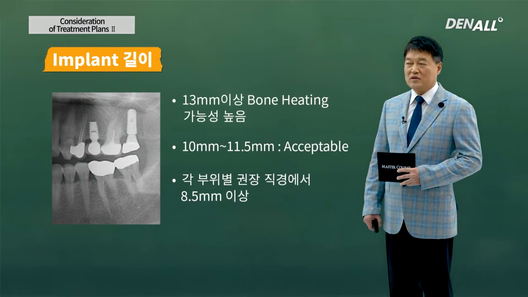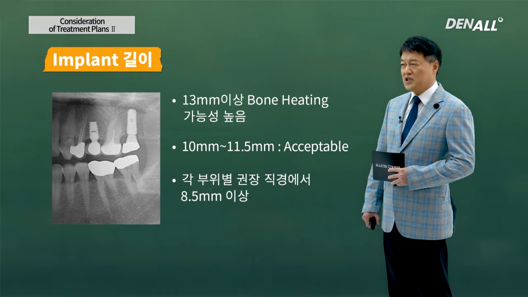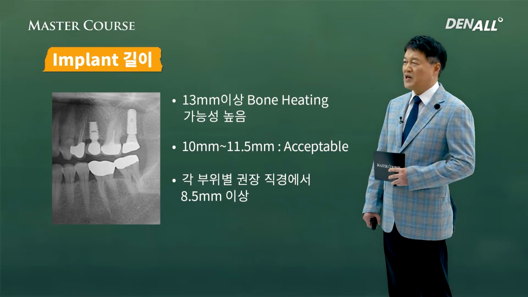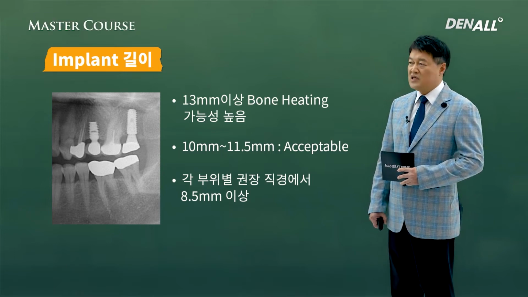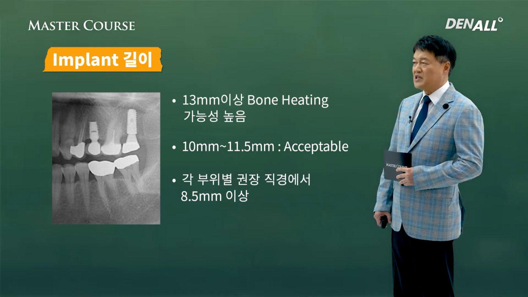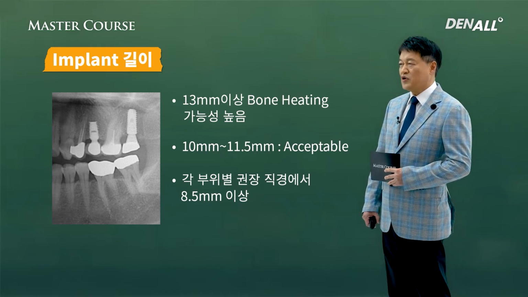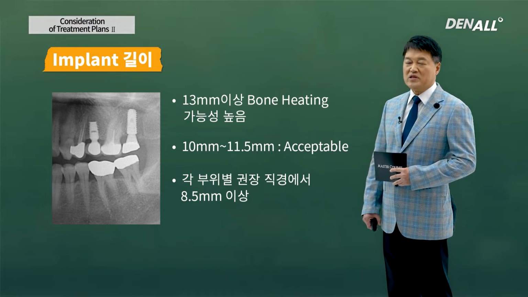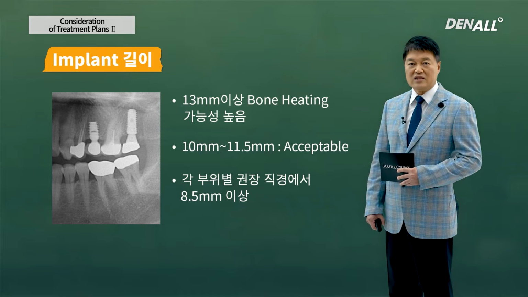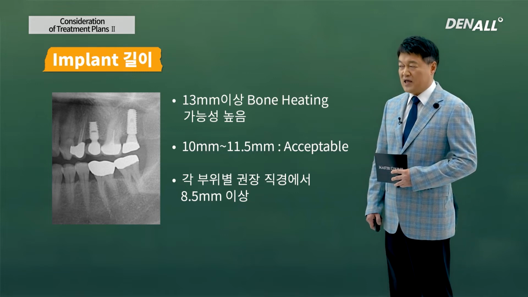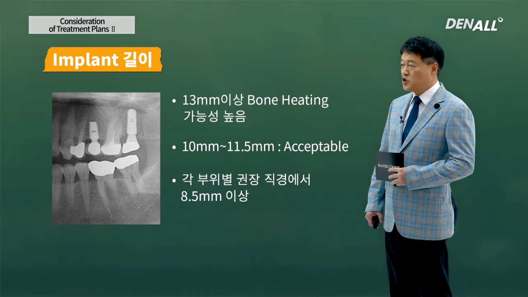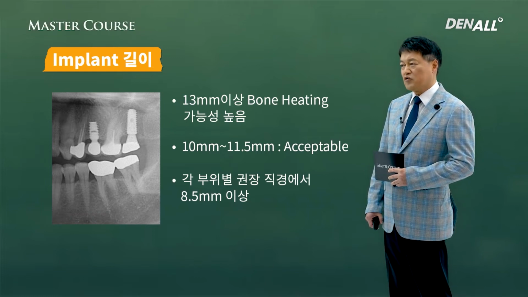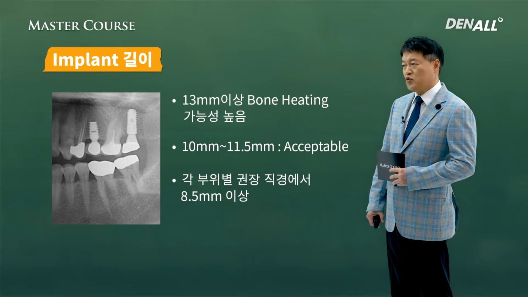In summary, in my case, I don't think you need to place a 13 millimeter or longer implant and cause bone heating. In my opinion, 10 millimeter or 11.5 millimeter implant is acceptable. In different areas, the recommended diameter is over 8.5 millimeter. This is for implant stability. As you can see, there's sufficient bone, so don't place such short implant. If possible, place 10 or 11.5 millimeter implant.